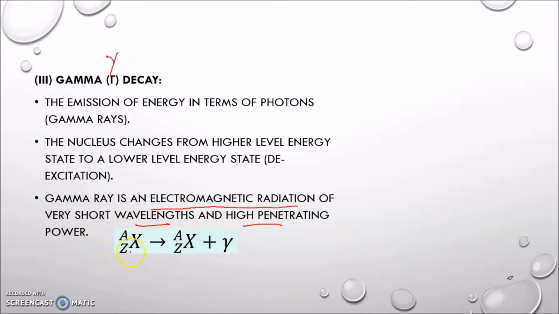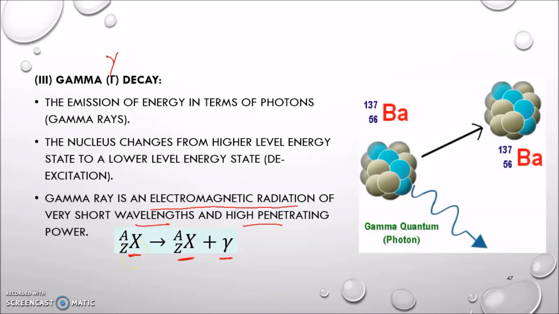This is the equation. If the element undergoes gamma decay, this is the parent nuclide and this is the daughter nuclide, plus gamma ray. There is no change to the nuclear number and proton number. For example, we have barium that undergoes gamma decay. It will still be barium, but during the process, it will emit a photon known as gamma ray.